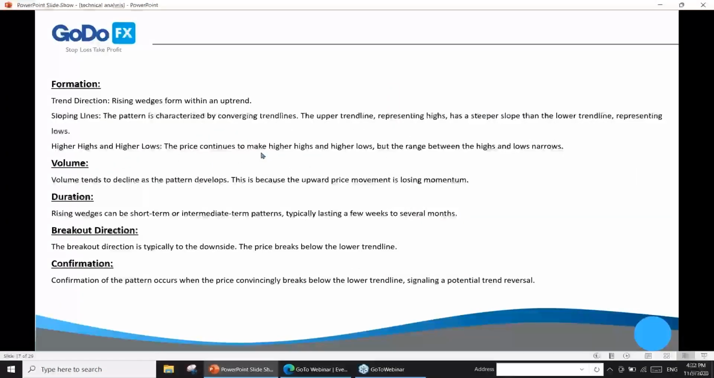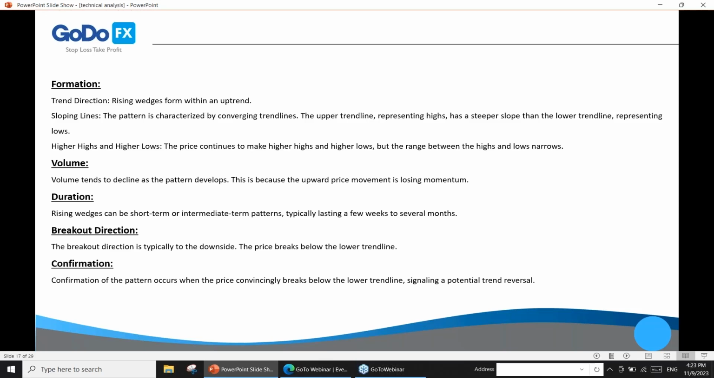Okay, so the price continues to make higher highs and higher lows, but the range between the highs and lows narrows. So the volume tends to decline as the pattern develops. This is because the upward price movement is losing momentum. So rising wedges can be short-term or intermediate-term patterns, typically lasting a few weeks to several months.